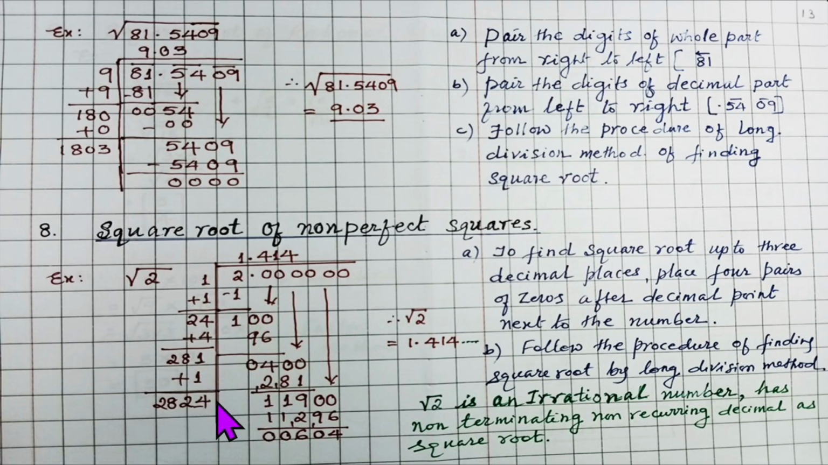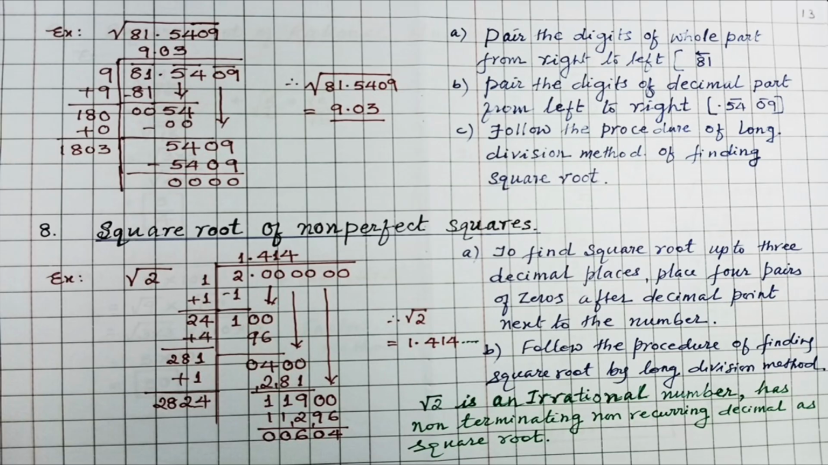Now choose a digit here such that when I multiply, it is less than 11900, and I find that 2824 into 4 gives me 11296, which is less than 11900. Subtracting we get 604. This process will continue because the square root of 2 is a non-terminating, non-recurring decimal expansion, and this is how we find the value of non-perfect squares. And we know that square root of 2, square root of 3, square root of 7 and so on will give us decimal expansions which are non-terminating and non-recurring in nature.